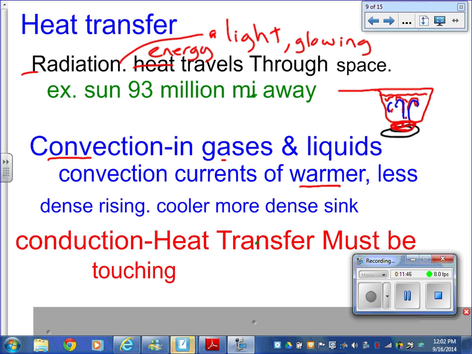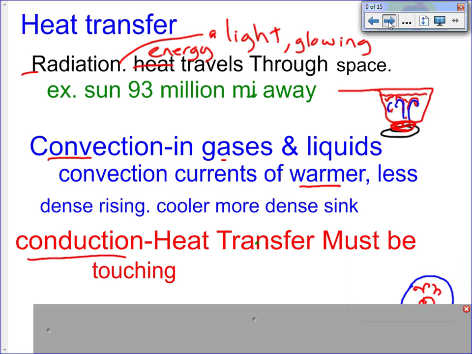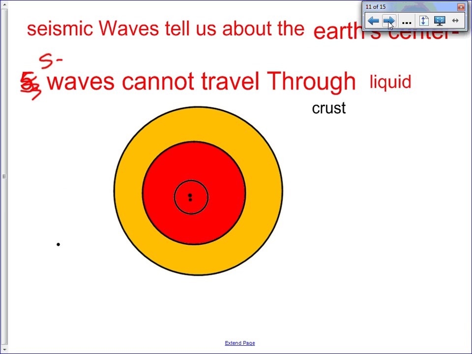And then conduction, heat transfer, the two surfaces must be touching for conduction. Yesterday when we talked about heat transfer, a lot of people associate the word conduction with conducting electricity. You can think of it in a similar way, because for electricity to conduct, it has to have a circuit that's complete. It has to be able to touch and transfer. So conduction, heat transfer, and the two surfaces must be touching. So then we can take this and apply it to what is happening inside the Earth. We'll come back to that one.